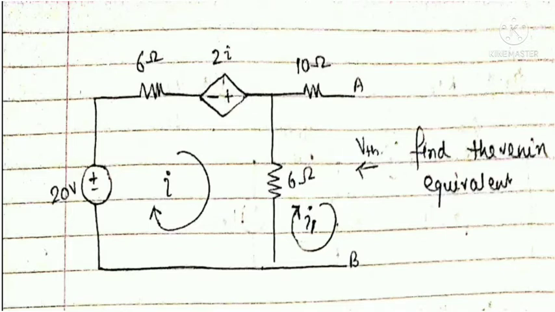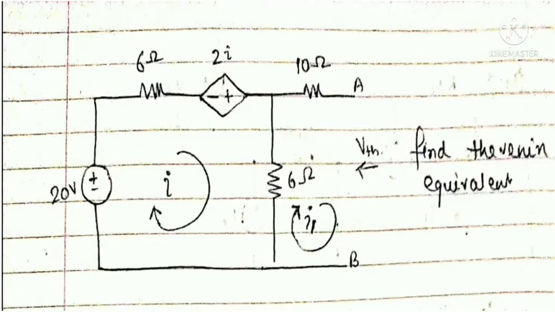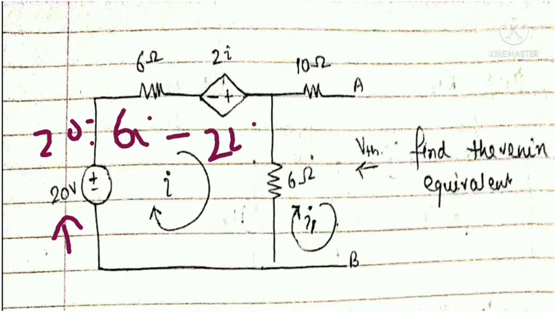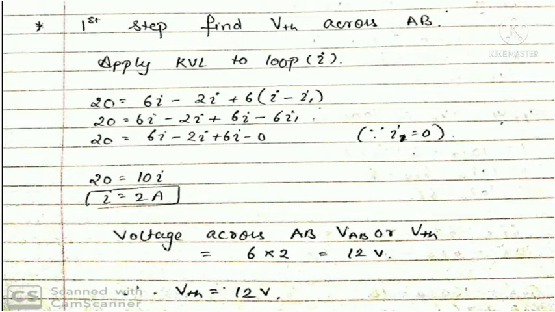Now apply KVL. The first step is that 20 is equal to 6I minus 2I plus 6 times (I minus I1). How do we get it? 20 is equal to 6 into I, 6I. This will be minus 2I plus 6, and this will be I minus I1. So this is the first equation of loop 1. Further solving, we get 20 is equal to 10I, I is equal to 2 ampere.